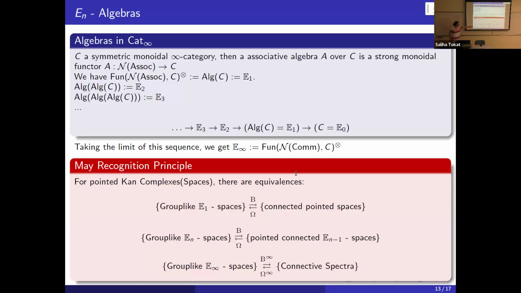And again, similarly, the same thing works for EN algebras. If we take this to infinity, we have a relation between grouplike E infinity spaces and connective spectra, which are spectra such that their homotopy groups of negative degree vanish.